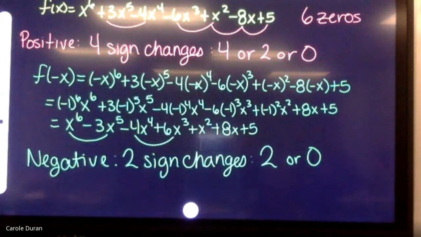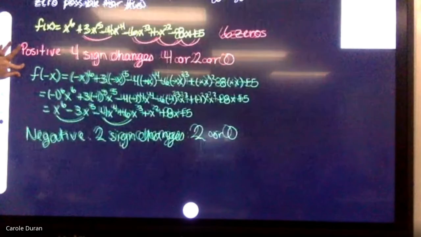Even sign stays the same. Odd sign changes. Even powers stay the same. Odd sign changes. Every single time that'll work. So now's the really, really fun part that comes with Descartes' rule of signs. We're going to do a sign table.